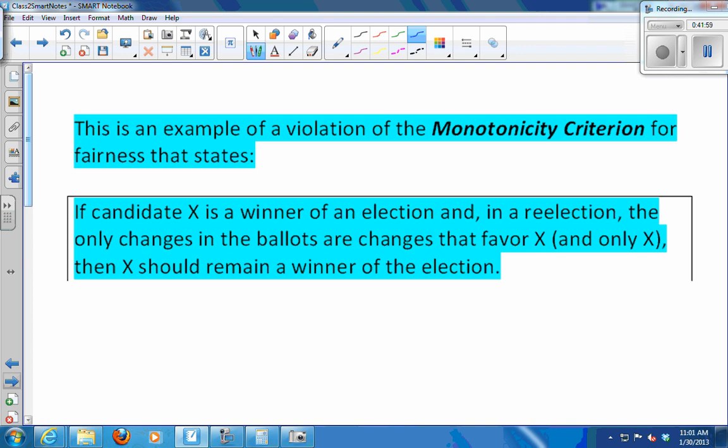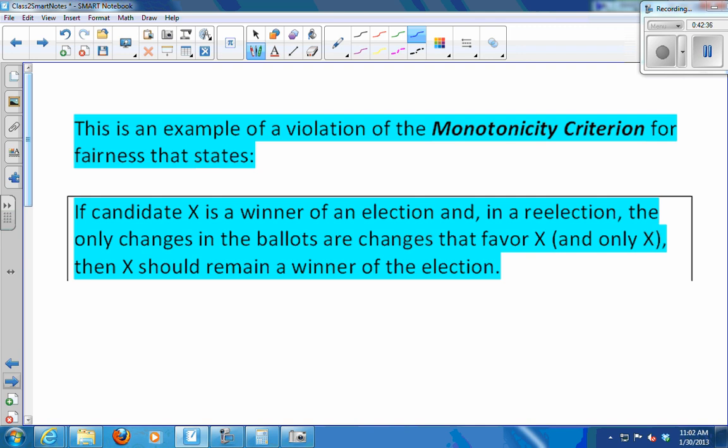And it's actually an example of a violation of a new fairness criterion. It's called the monotonicity criterion. Think of monotonicity as in monotone, as in like the same, right? The same thing should happen. You should have the same winner. If only positive changes are made to the ballots, the winner should be the same. So that's what this criterion says.